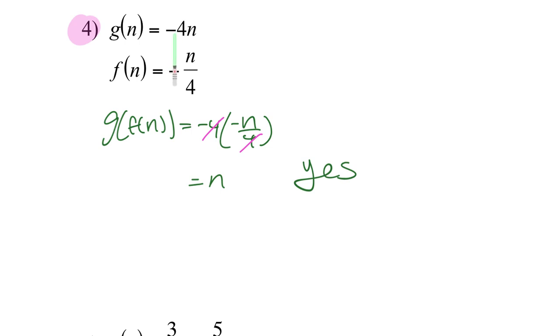Let's see the next one. Again, the next one, I got negative 4 divided by n, and n divided by 4, negative n divided by 4. So I plug in this on that one. I cancel out the 4, and it's the same. Again, I don't have to do it the other way around, but I'm still going to show you. G of f of n equals negative 4n divided by n over 4. So this 4 cancels out, the negative cancels with the negative, and that equals 2n.